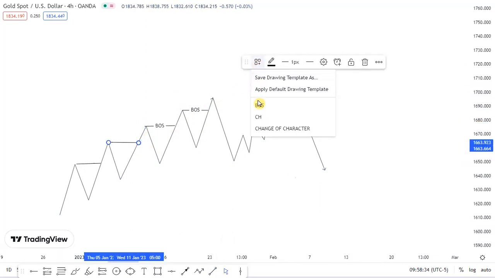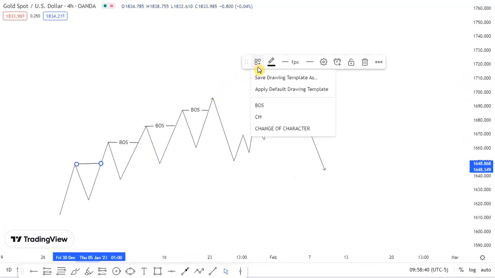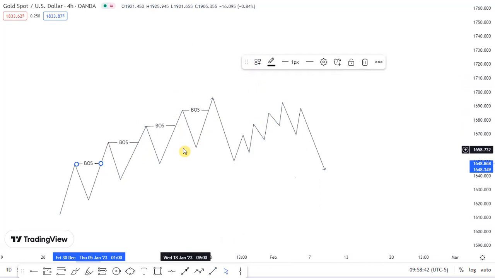All right, so whenever the market creates a high, it has to break a particular structure to create a high. As it does that, it leaves a demand zone if it's in an uptrend, and if it's in a downtrend, it leaves a supply zone.